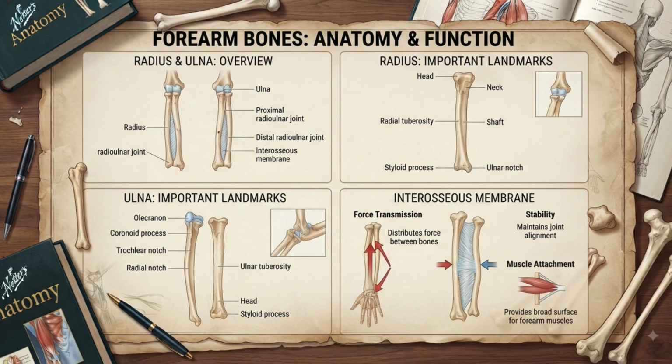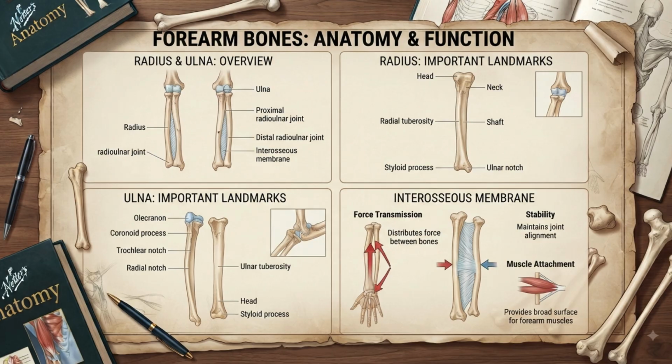The proximal ulna has several important landmarks. The olecranon forms the prominent posterior part of the elbow. The coronoid process projects anteriorly. Together, they form the trochlear notch, which articulates with the trochlea of the humerus. Distally, the ulna has a head and styloid process. Unlike the radius, the distal ulna does not directly form the main radiocarpal articulation because the articular disc lies between the ulna and carpal bones.